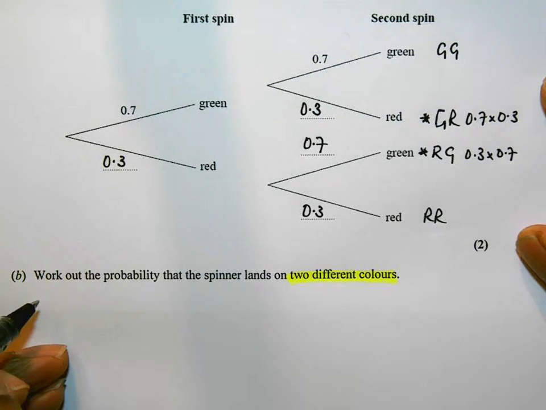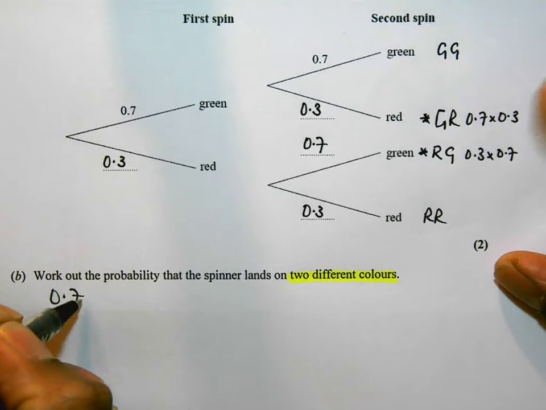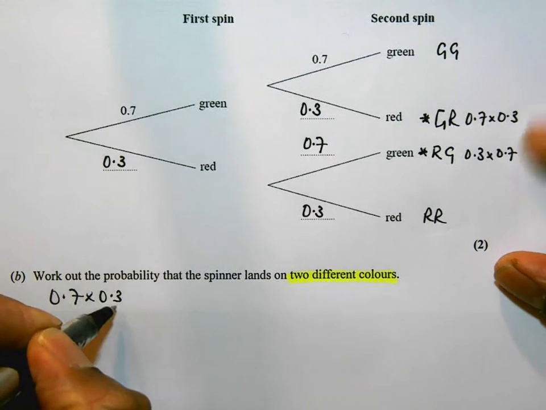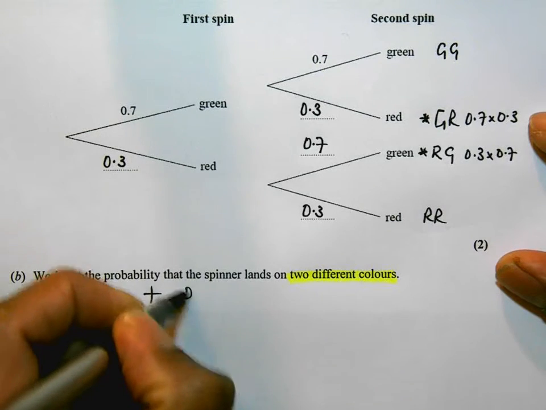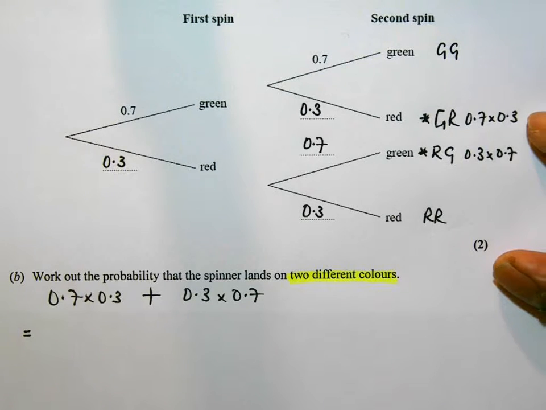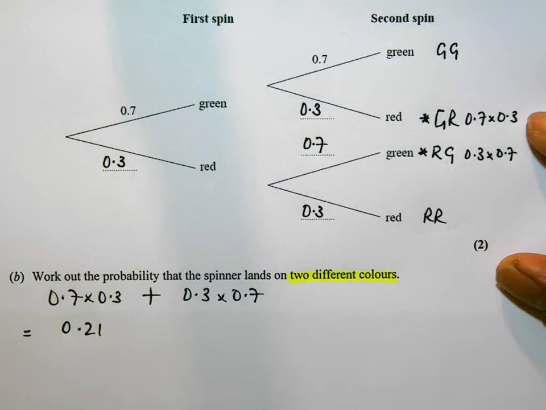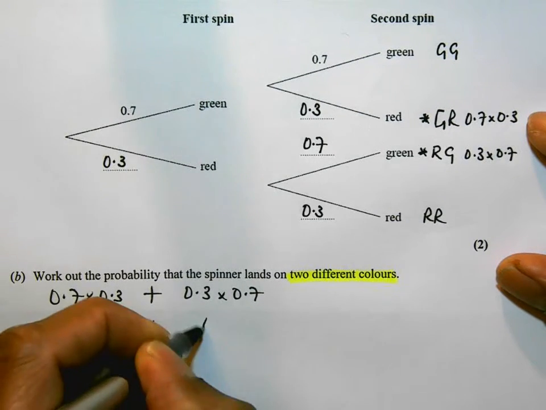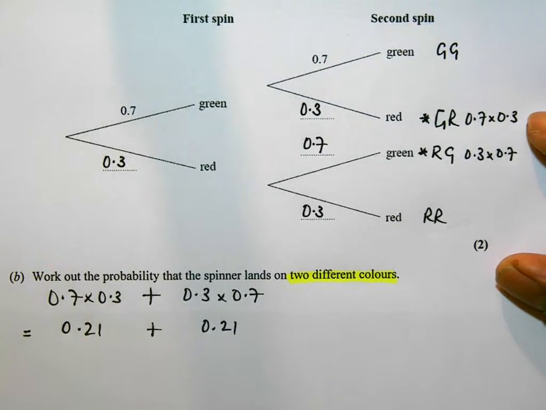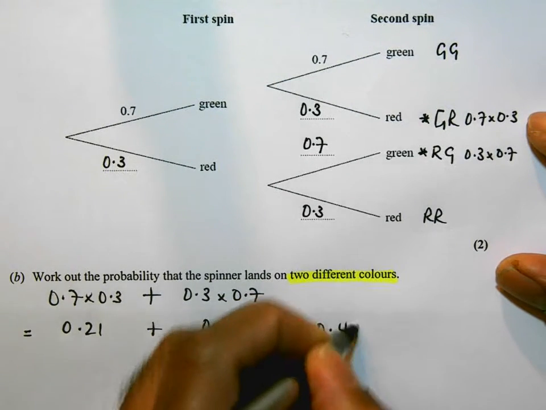Okay, back to the question. The probability that the spinner lands on 2 different colors is going to be 0.7 times 0.3, this one here, plus 0.3 times 0.7. Remember, this is a calculator paper, so you could use a calculator to work out these, but I know 7 times 3 is 21. There are 2 decimal places in the question, so that's going to be 0.21, plus the same result here, given that it's the same numbers being times together. When you add these two, the answer is going to be 0.42.